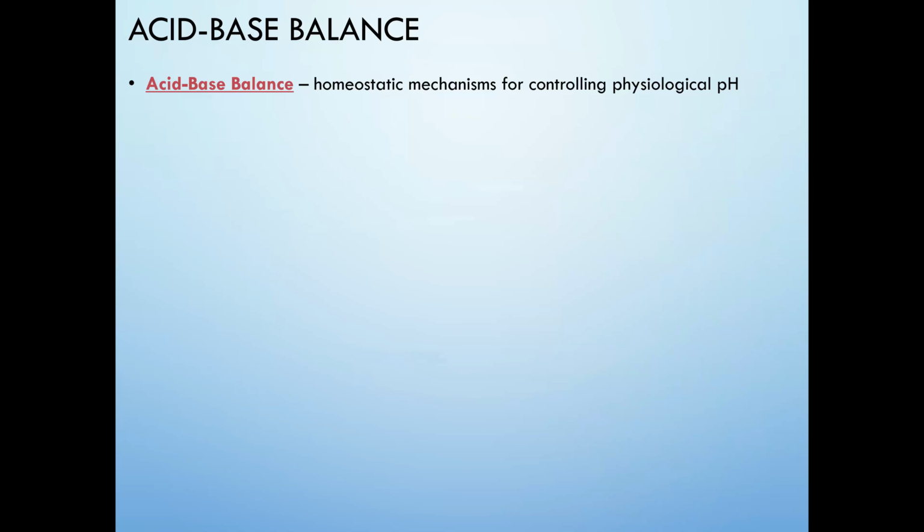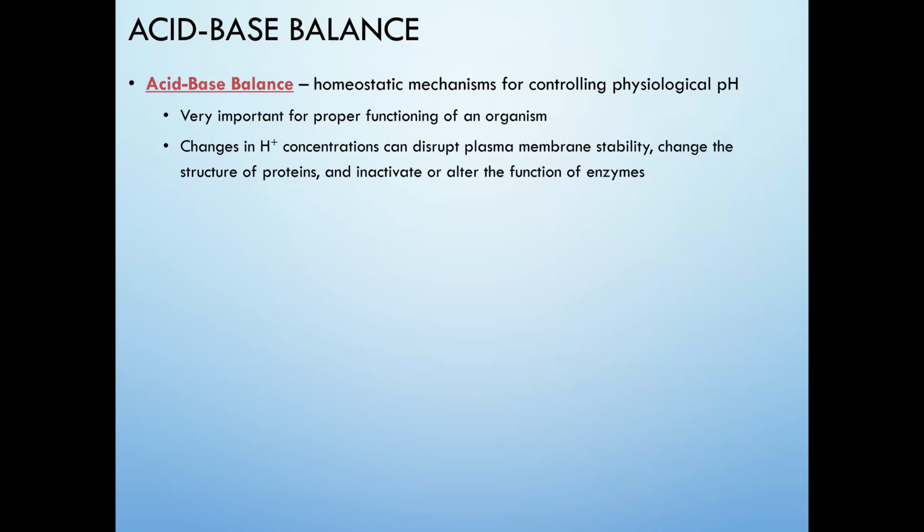So the acid-base balance in the body is the homeostatic mechanisms for controlling our physiological pH. This is very important for the proper functioning of an organism. Changes in the hydrogen ion concentration can disrupt the plasma membrane stability. It can change the structure of proteins, and it can inactivate or alter the functions of our enzymes.